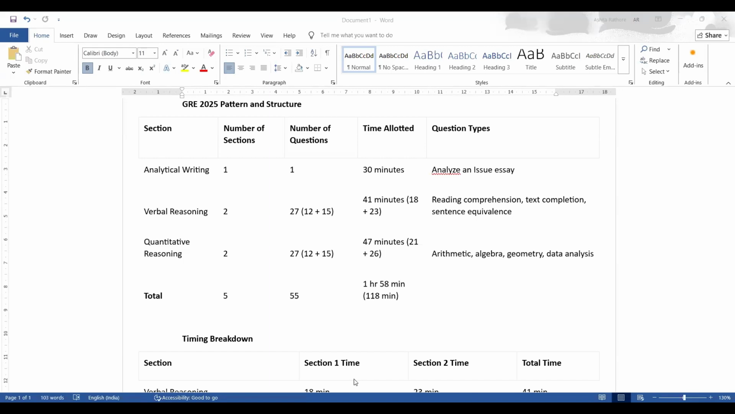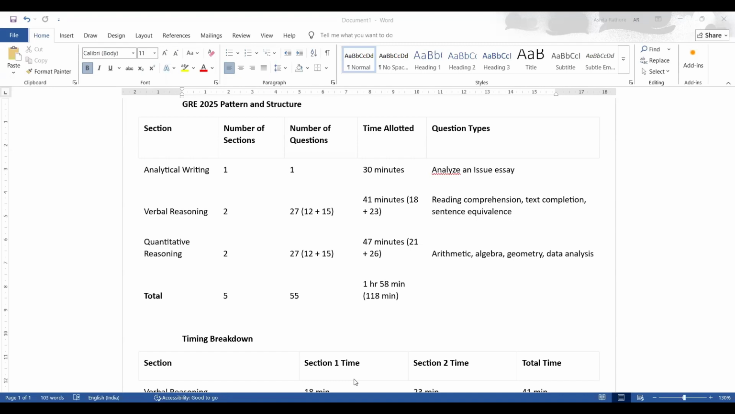Now it can be an argument based essay as well. Now what do I mean by this? I'll be deliberating on that further in detail. Okay. Then we move ahead. Then we move to the second section. Okay. Now this second section happens to be verbal reasoning.